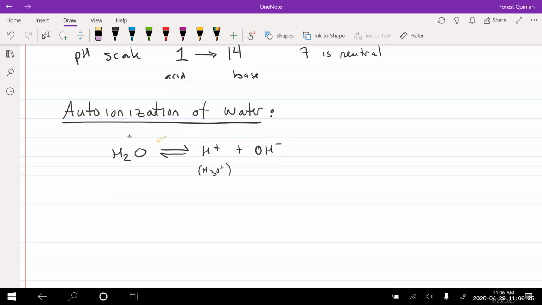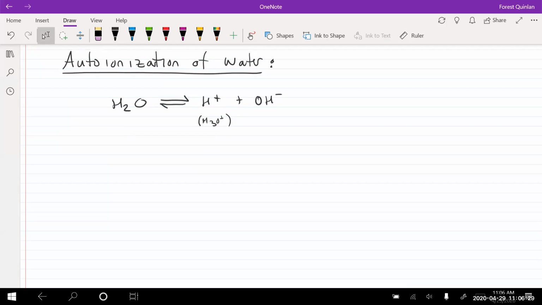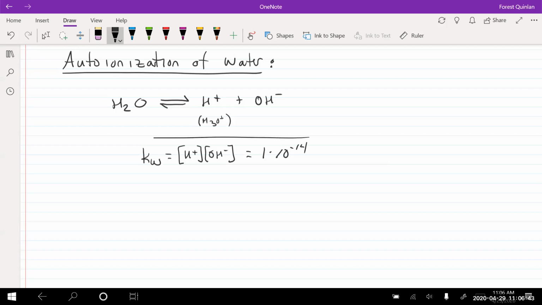Now, with this equilibrium, it sets up something called an equilibrium constant that I'm not going to explain, but we're just going to use. And that is that the Kw is equal to the concentration of H plus times the concentration of OH minus, and that equals 1 times 10 to the minus 14. And these brackets, like here, mean concentration.